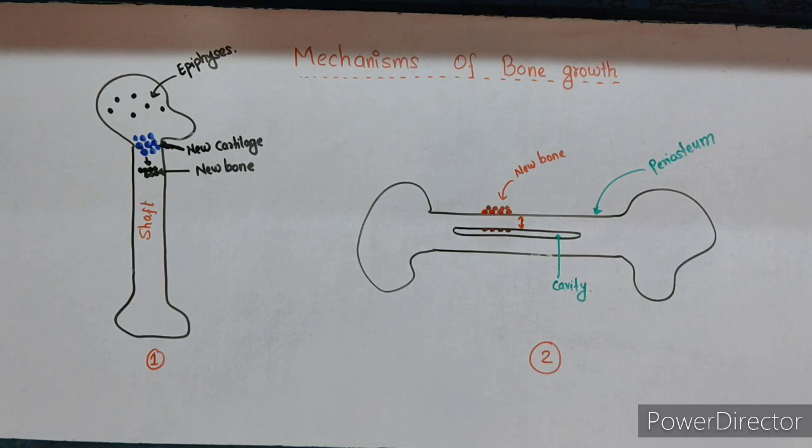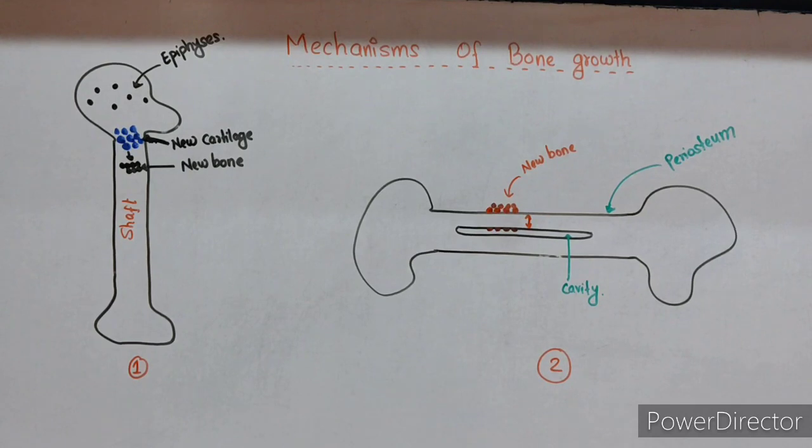These 2 schematic diagrams, first and second, show the mechanisms of bone growth. In the first figure, we can see epiphysis at the end of the bones and shaft at the middle. Between epiphysis and shaft, growth hormone causes the deposition of new cartilage. This new cartilage is then converted into new bone. New bone so formed will again increase the distance between the epiphysis and shaft, and the process continues. So this causes the linear growth.